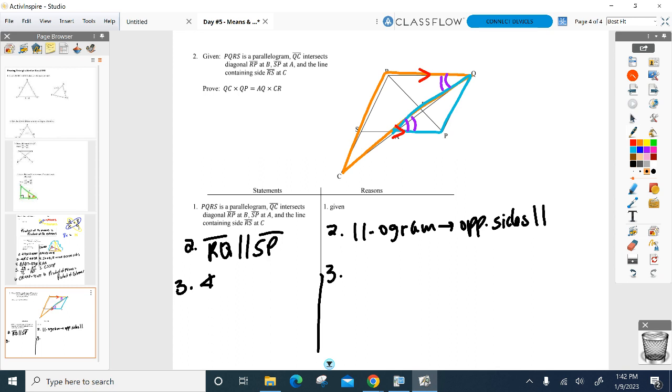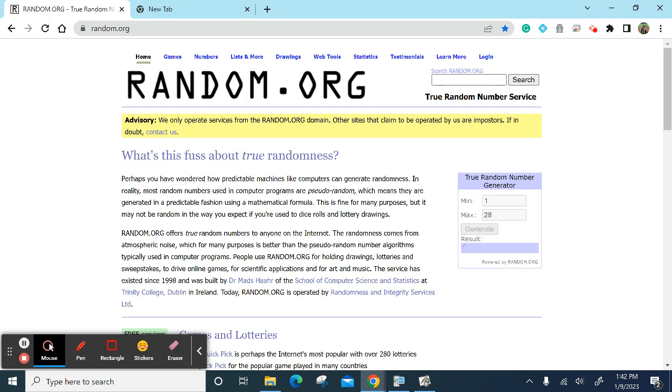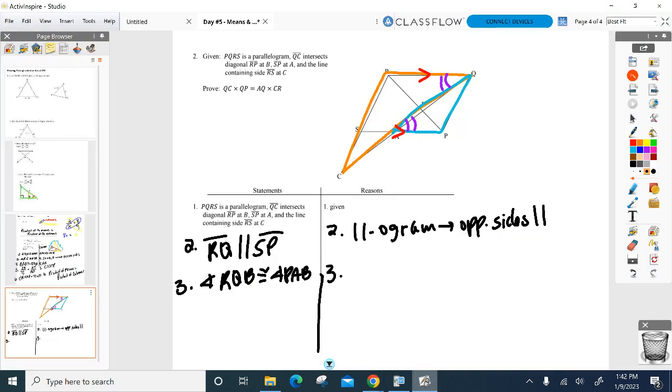Angle RQB congruent to PAB? And what's your reason here? Old school reason. Alternate interior angles. Parallel lines imply that. There you go. Got to have parallel lines for that statement to be true. Parallel lines imply alternate interior angles congruent. Good. All right, we're one angle down, one to go.